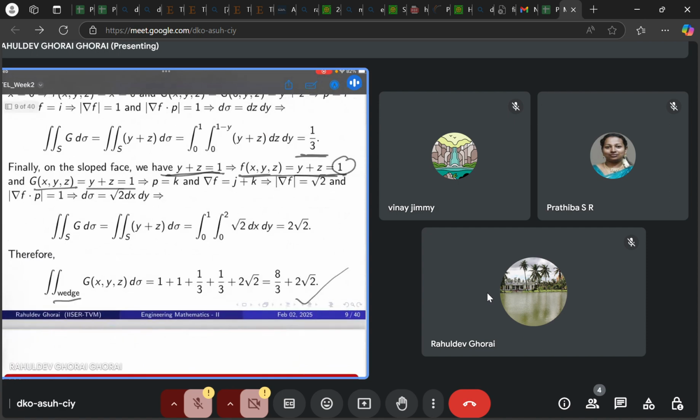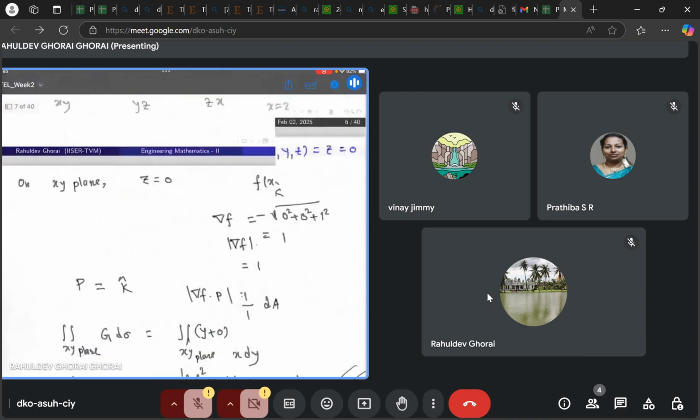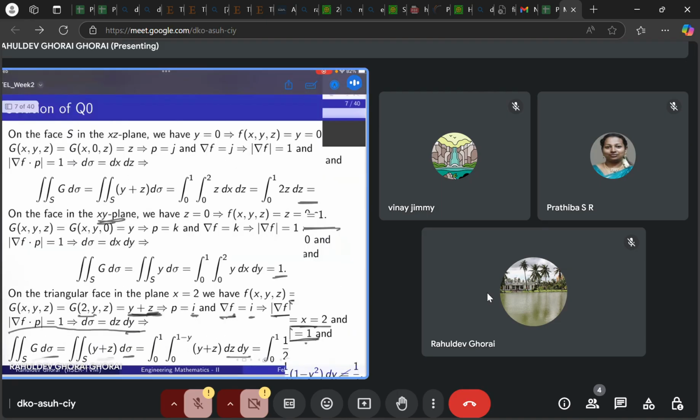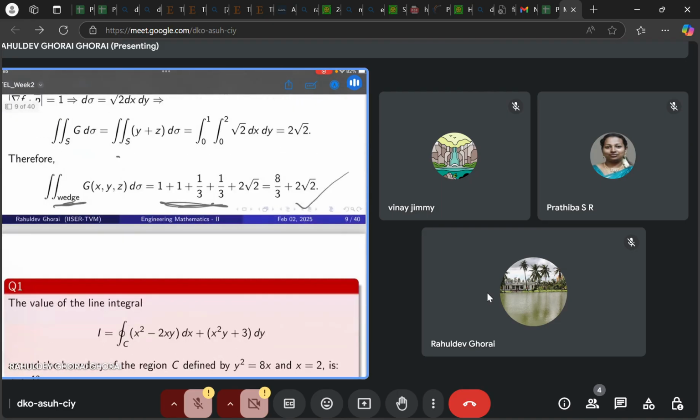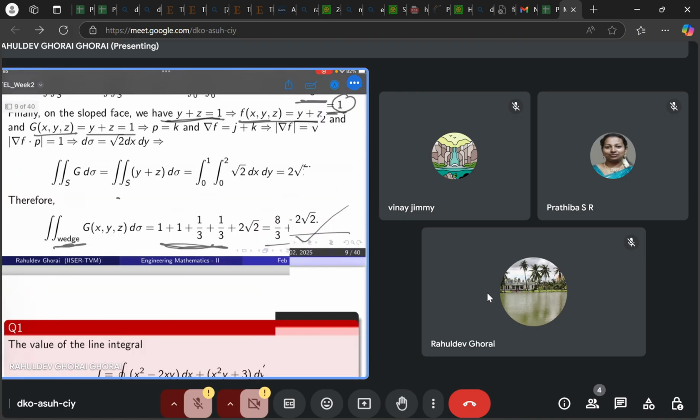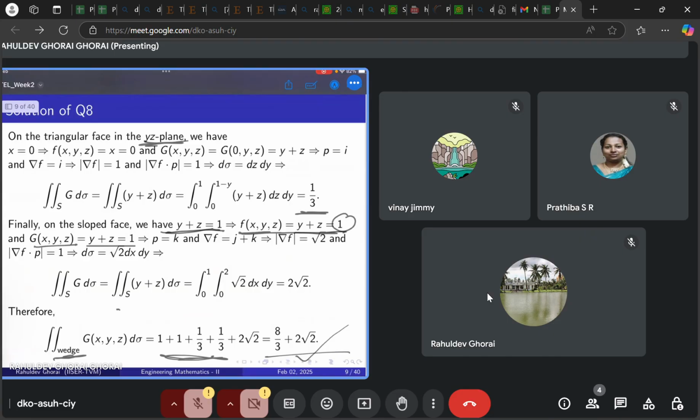So at the end you just add all those: on the xy plane, on the yz plane, on the zx plane, and on the plane like this, meaning x equal to 2 and y plus z equal to 1. That all will give you 8 over 3 plus 2 square root 2. Is it okay?